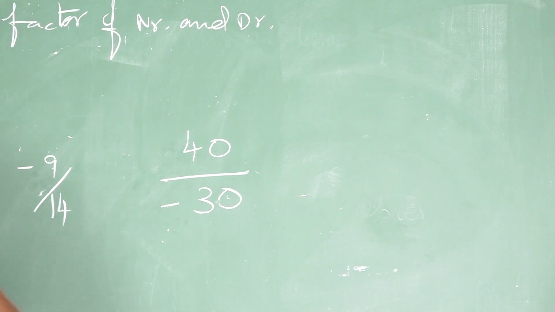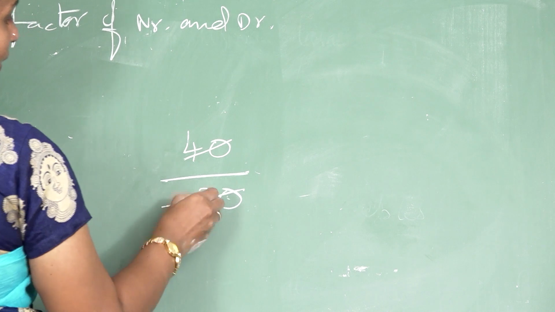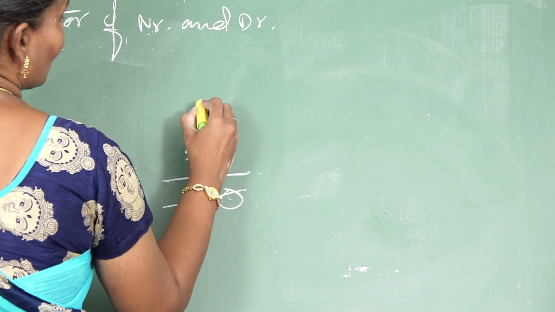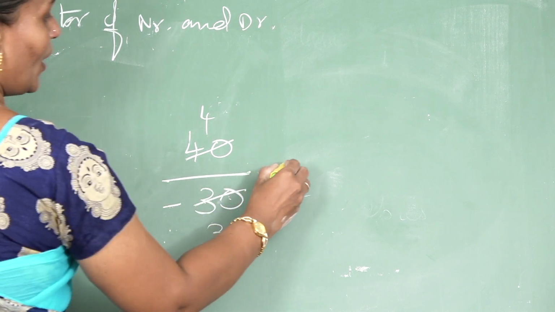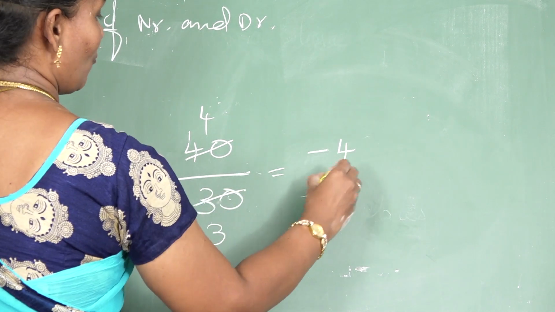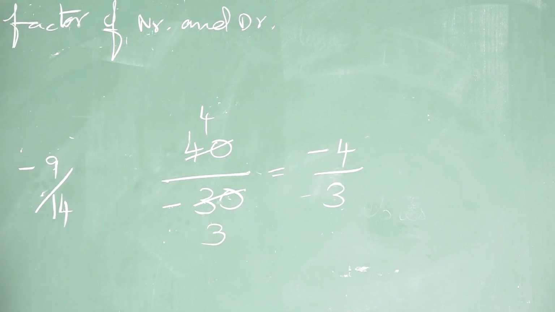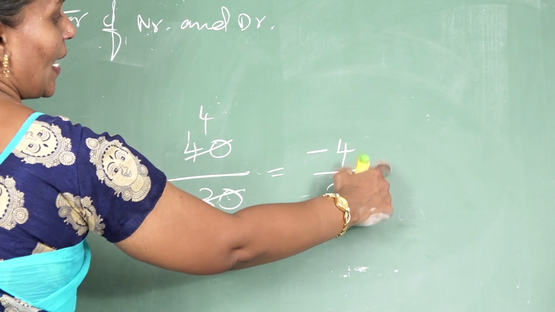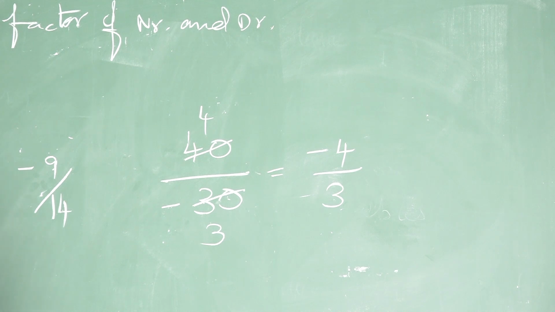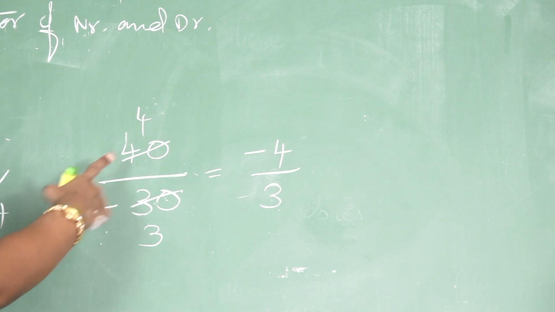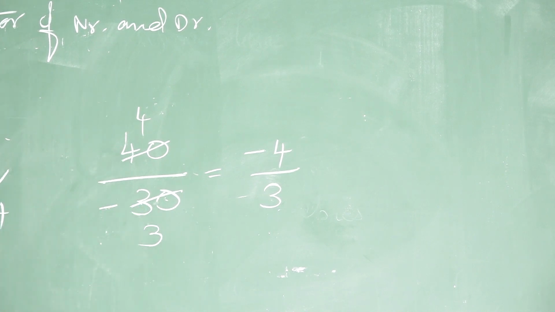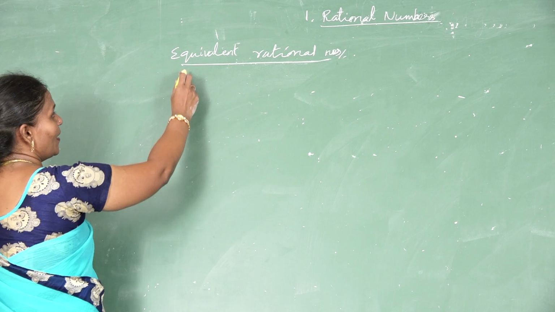So we simplify that. You cancel with the 10s. So it's 4 and here 3. Then this minus sign you bring to the numerator. Minus 4 by 3. So this is in standard form. So minus 4 by 3 is the standard form of 40 by minus 30. Do you understand what is meant by standard form? Good. Very good.